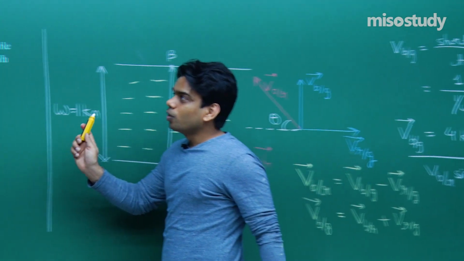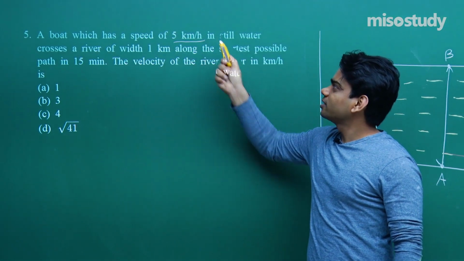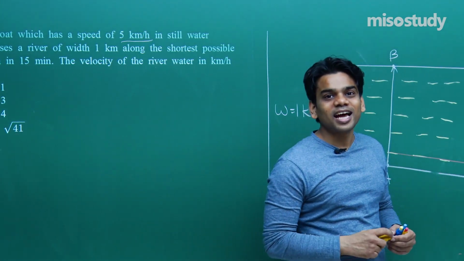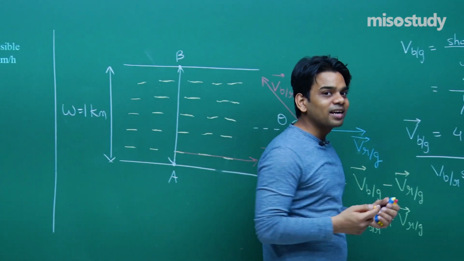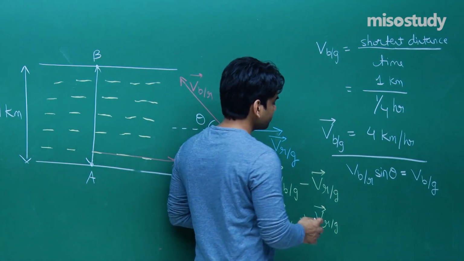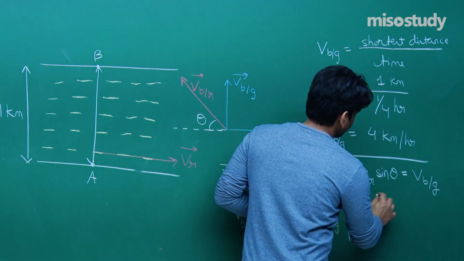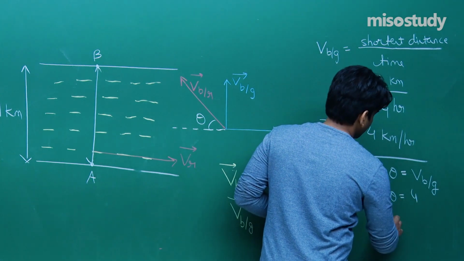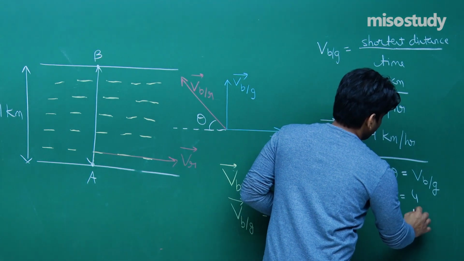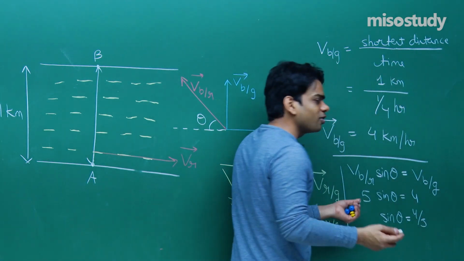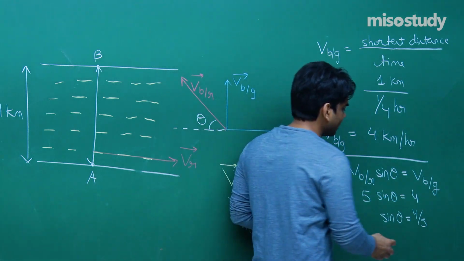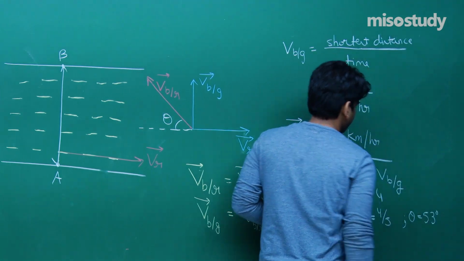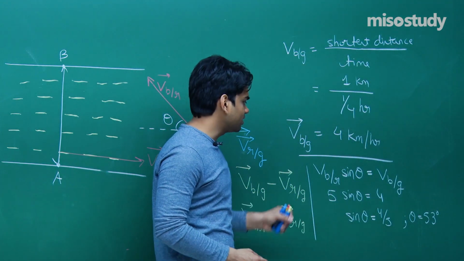You see here, a boat which has a speed of 5 km per hour in still water. That means velocity of boat with respect to river is given as 5 km per hour because that is the speed in still water. So 5 sine theta is equal to velocity of boat with respect to ground, that is 4. So sine theta comes out to be 4 by 5. So hence theta will be 53 degree. That's quite obvious. Sine theta is 4 by 5. You can easily evaluate that.